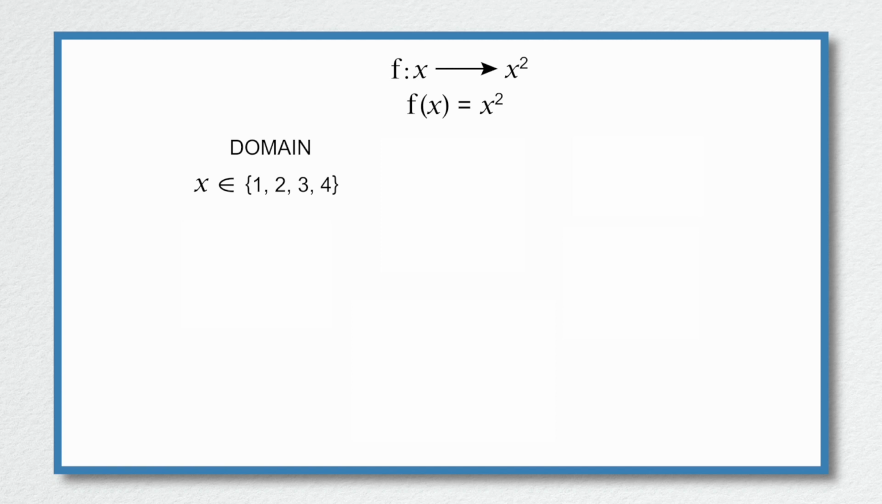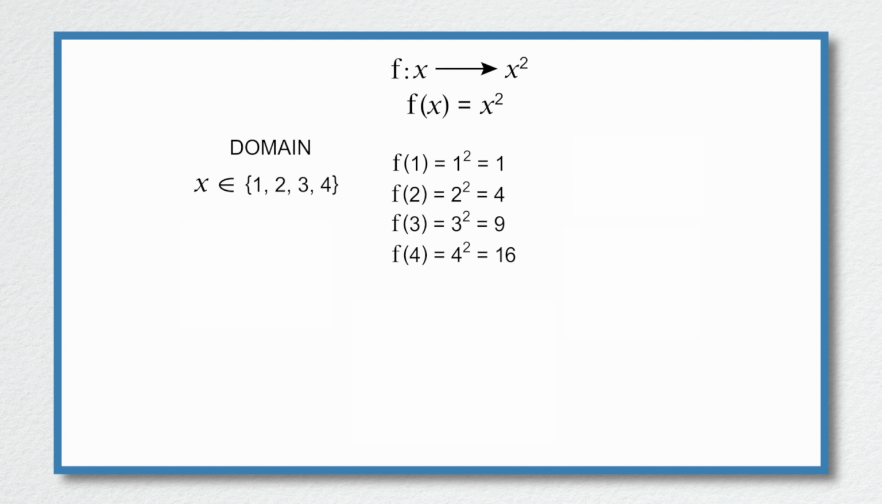So for the function x squared, when x is equal to 1, f of 1 is equal to 1. When x is equal to 2, f of 2 is equal to 4. When x is equal to 3, f of 3 is equal to 9. And when x is equal to 4, f of 4 is equal to 16.